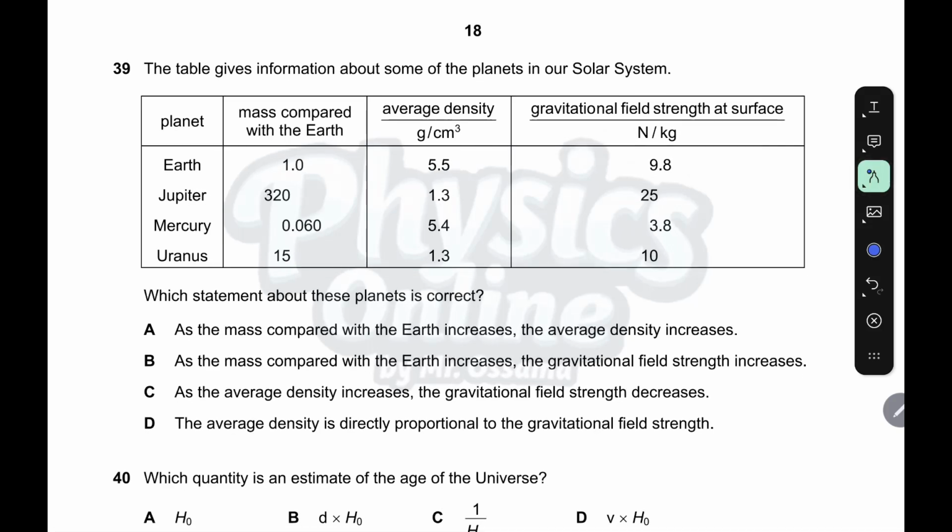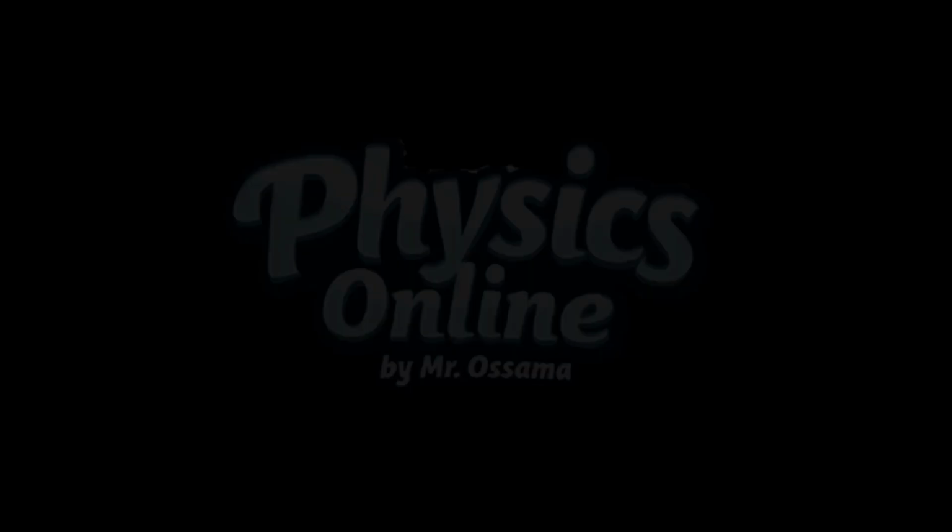The table gives information about some of the planets in our solar system. We have the planets Earth, Jupiter, Mercury, and Uranus. Mass compared with the Earth: 1 for the Earth, Jupiter is 320 times the Earth, Mercury is very small, 0.06 of the mass of the Earth, and Uranus is 15. Average density: 5.5, 1.3, 5.4, 1.3. Gravitational field strength: as you see, it is proportional to the mass, not the average density.